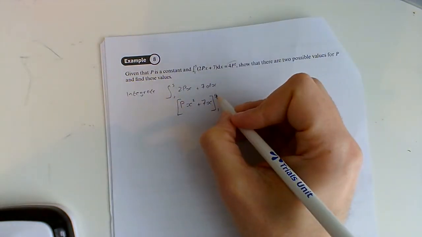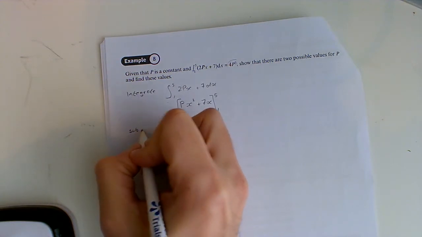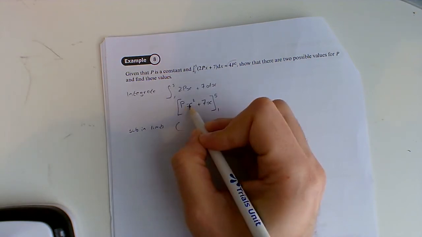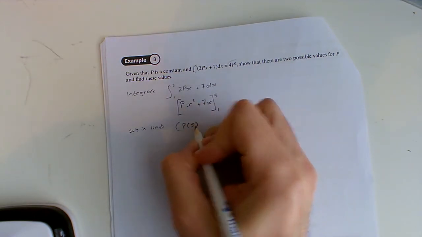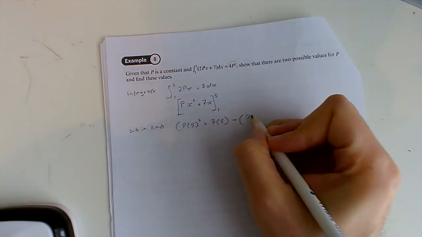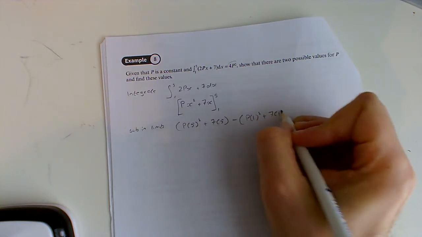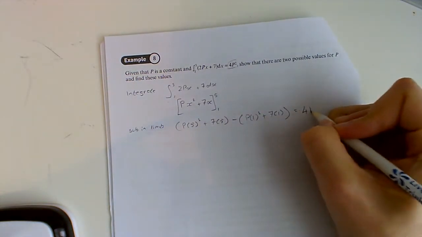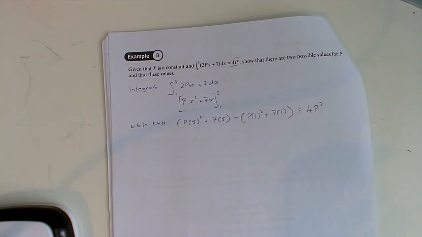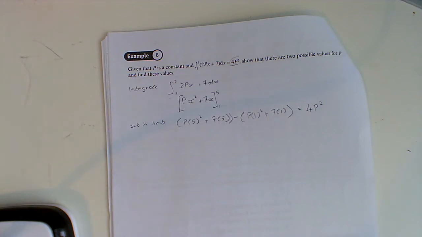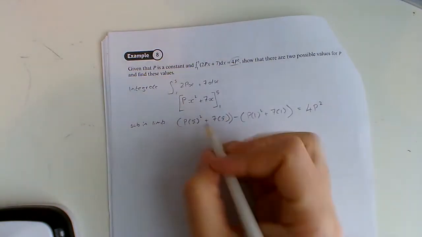Okay, so now sub in your limits. So we're going to get p times 5 squared plus 7 times 5 minus p times 1 squared plus 7 times 1. And we know that this is going to equal 4p squared. So we can see straight away there's a little bit of working out and stuff like that bracket there, haven't I? But that's going to give us an equation, isn't it, with p's in. Okay, so let's figure all this out in these brackets first.